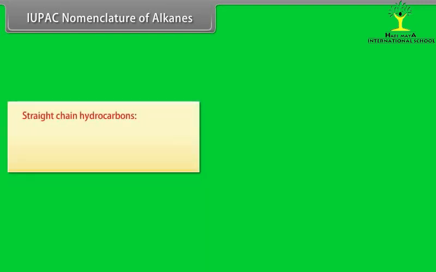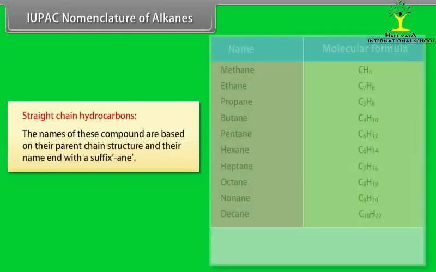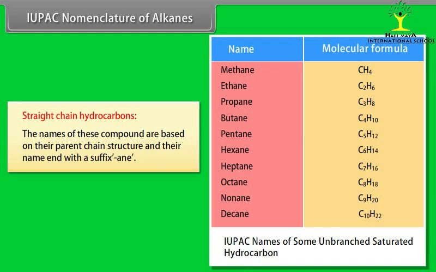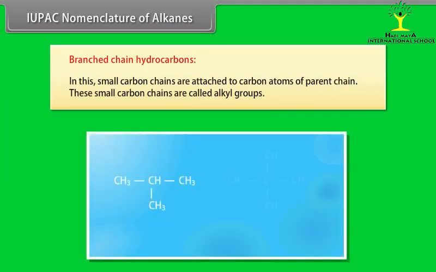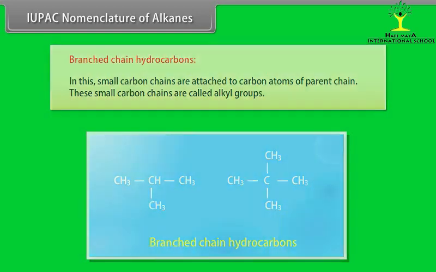IUPAC nomenclature of alkanes. Straight chain hydrocarbons. The names of these compounds are based on their parent chain structure and their name ends with the suffix ane. Branched chain hydrocarbons. In this, small carbon chains are attached to carbon atoms of the parent chain. These small carbon chains are called alkyl groups.